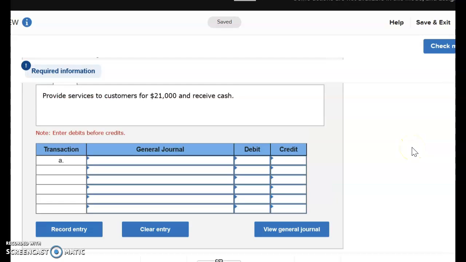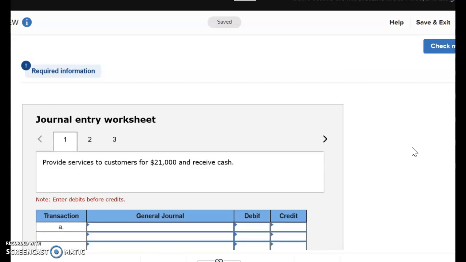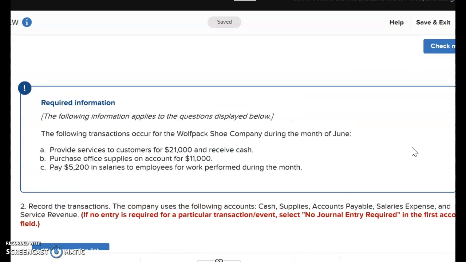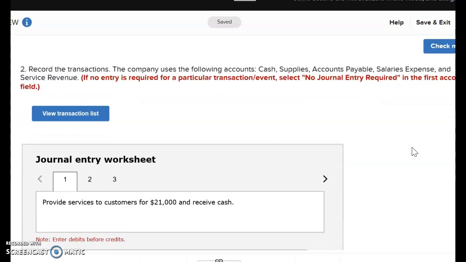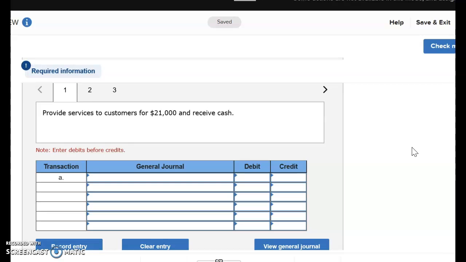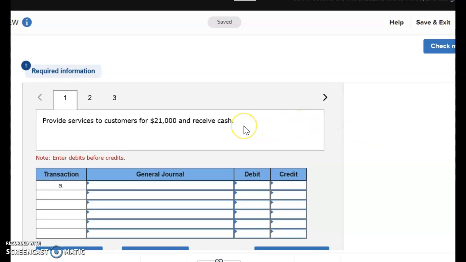Here are the last three. We started with 27, but I ran out of time. So here are the transactions for Wolfpack Shoe Company, and you need to record the transactions with a journal entry. So this is the first one. Remember, each journal entry has two accounts and a debit and a credit. Okay? Second one. And the third one.